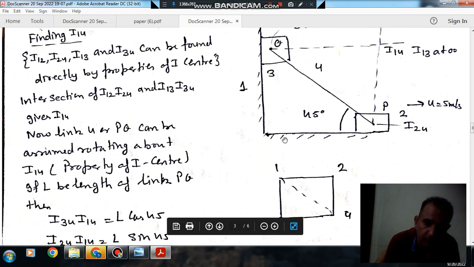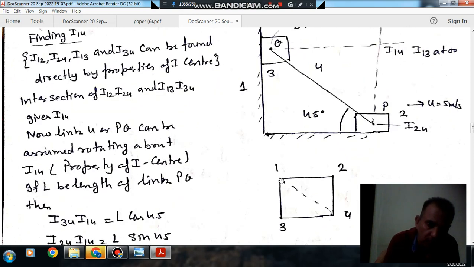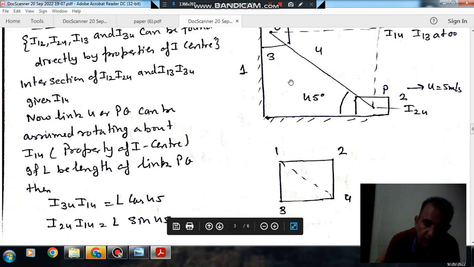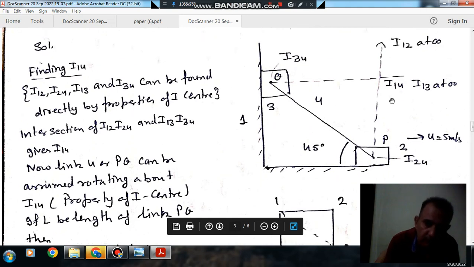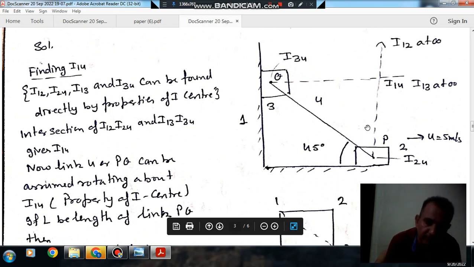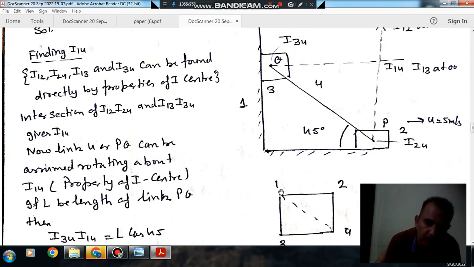First of all, take the known I centers. We know that I12 is at infinity, so for I12 there is one line, and I24 is here, so for it there is one line. I34 is at this point, so for this there is one line, and I31 is at infinity, so for this there is one line. So these are the four known I centers: I12 at infinity, I13 at infinity, I24 at this point and I34 at this point. Now our purpose is to find I14.